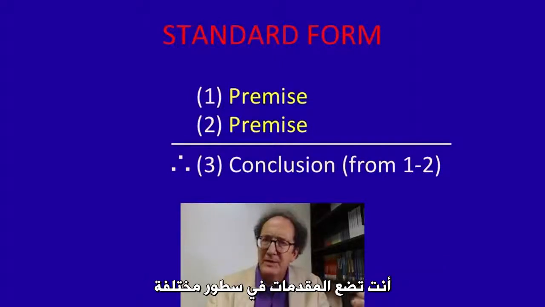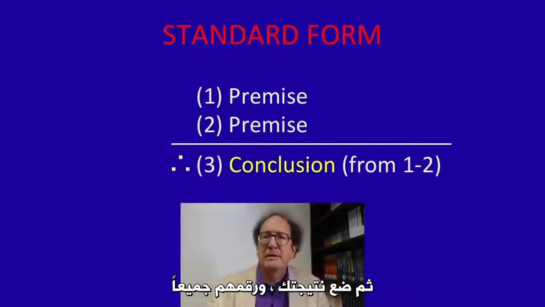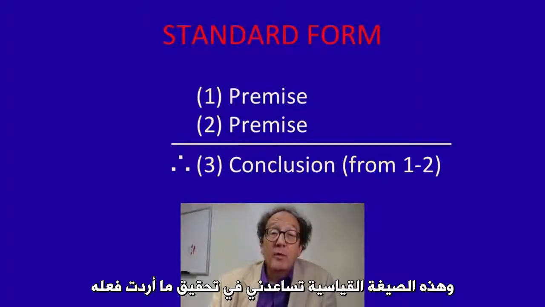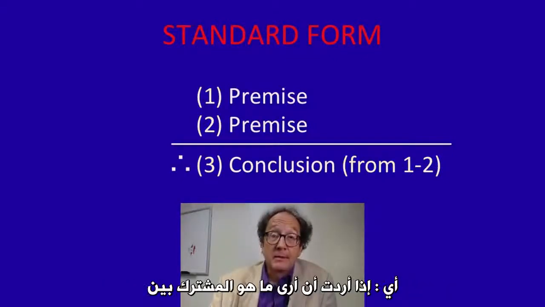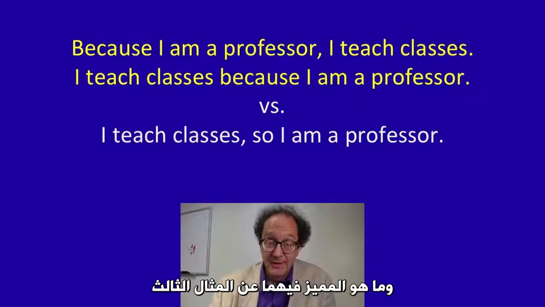You just put down the premises on different lines, then you draw a line, put the little dot pyramid, and then write down the conclusion, and then number them all. That's it. And this standard form accomplishes what we wanted it to. Namely, it helps us show what's common to the first two examples at the beginning of this lecture that distinguishes them from the third example.